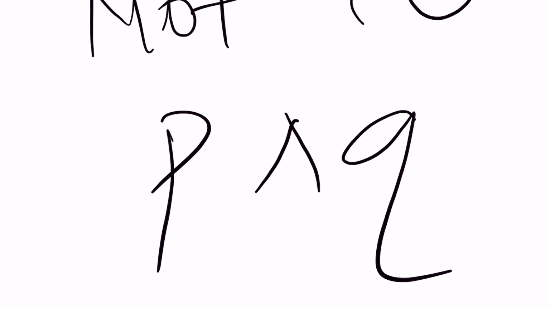Now, when we have something like this, this is known as P conjunction Q, which means P and Q. The statement is saying P and Q. Now, when we have something like this, it is known as P or Q, either P or Q. It is known as the disjunction of P and Q.